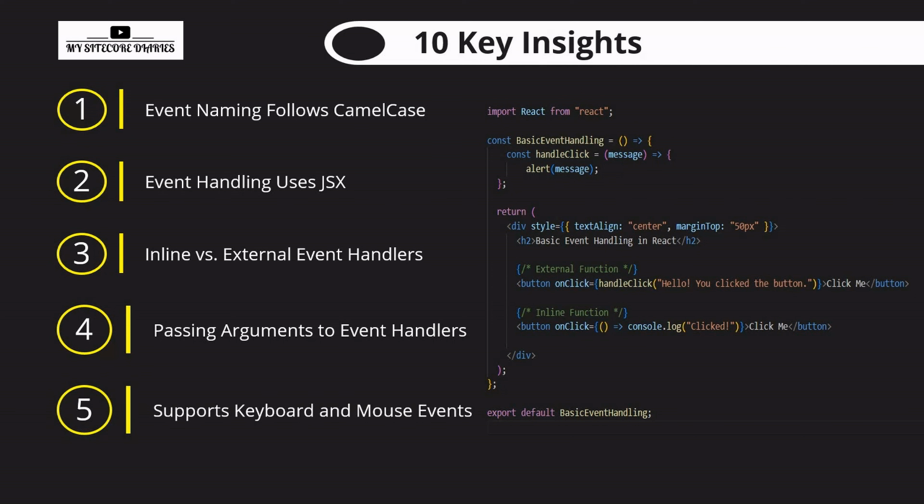The fifth point is support for keyboard and mouse events. So React supports various types of events including keyboard events like onKeyPress, onKeyDown and onKeyUp, as well as mouse events like onClick, onDoubleClick, onMouseOver. So React supports both keyboard and mouse events. This makes it easy to handle different types of user interaction efficiently.